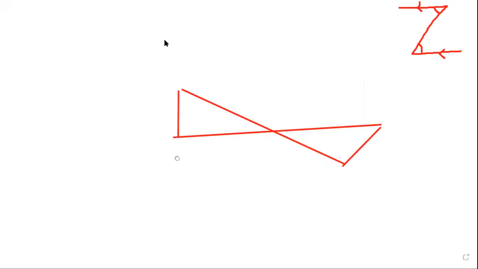I have two triangles now. We put the sign like this. It's in your workbook, page 78, and this is C, question number 13. And this is B.